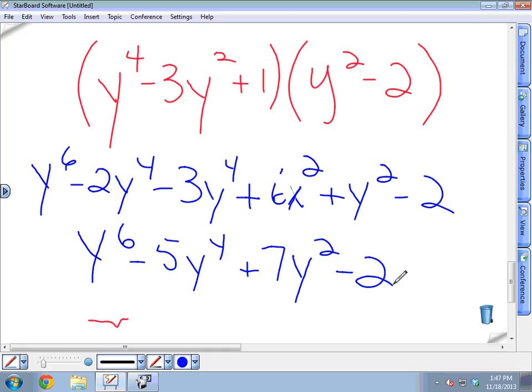Megan, very close. You had one small mistake, but you did okay. You had -2y to the 4th, -3y to the 4th, and you did it as -6y to the 4th. So you just multiplied them instead of combining them.